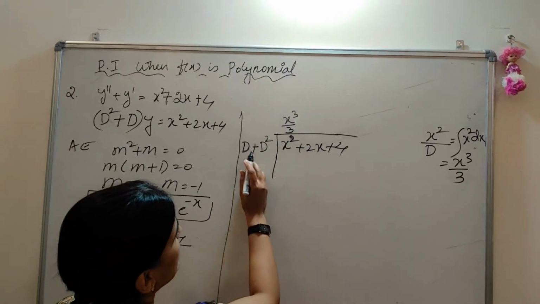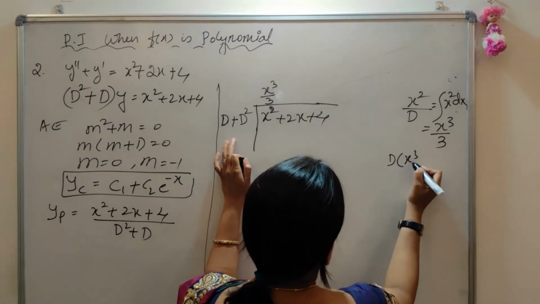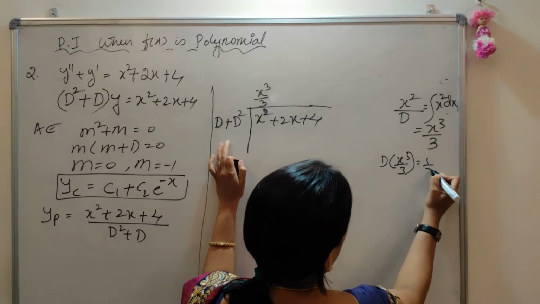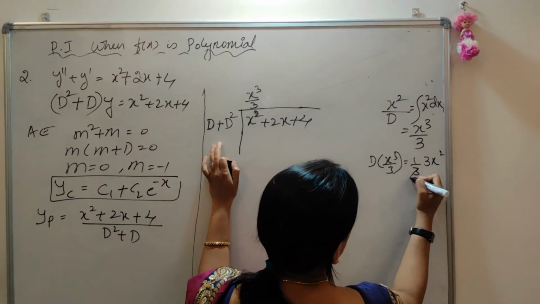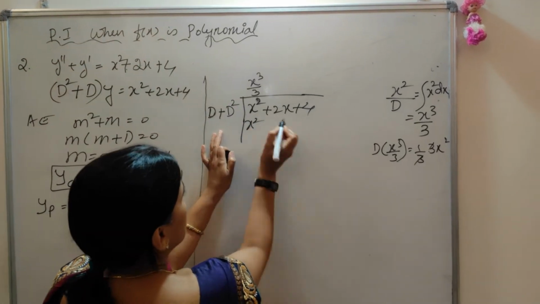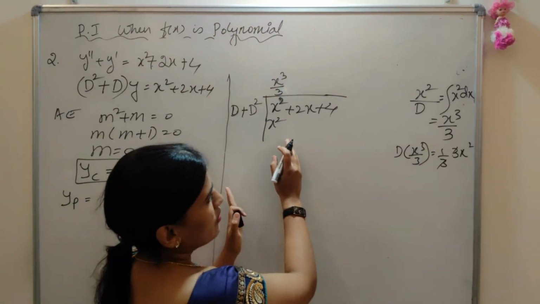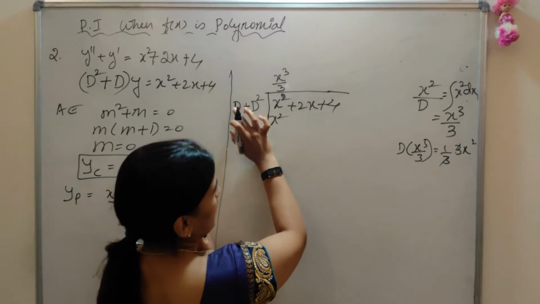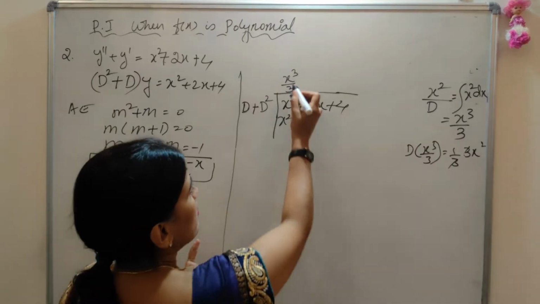Now d into x cube by 3 means, you can verify, the differentiation of x cube by 3: 1 by 3 into x cube, differentiation is 3x square, 3 get cancelled, you will get x square. I just showed the verification. Okay. So what we need to do: the divisor's first term, from this we should divide this term. That's it. So x cube by 3.